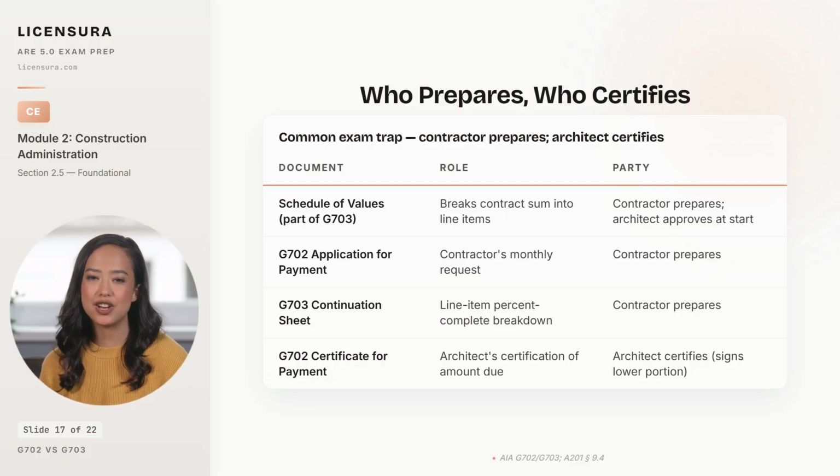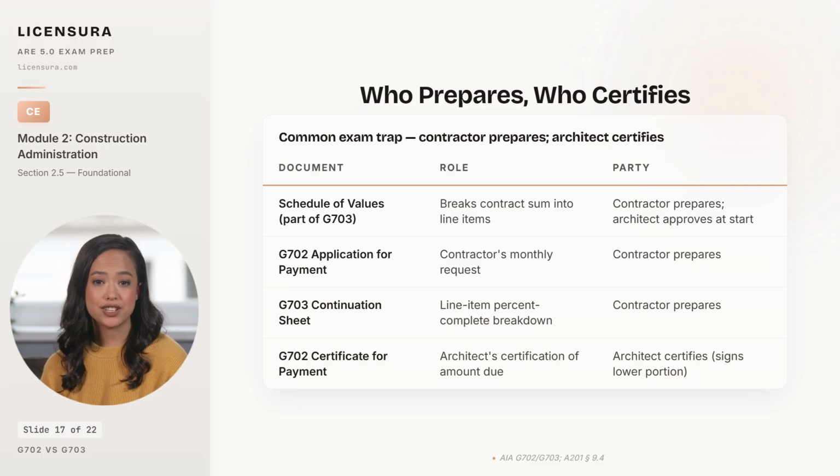The continuation sheet, G703, is also prepared by the contractor. It is the line-by-line percent complete breakdown for that month's application. And the certificate for payment, which sits at the bottom of G702, is signed by the architect. The architect is not preparing the form, but the architect is the party who certifies it.